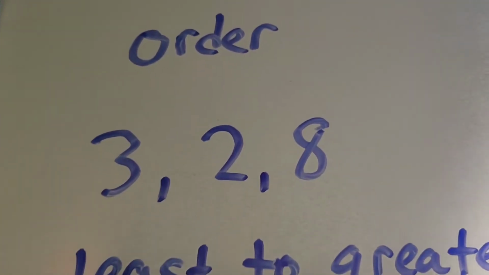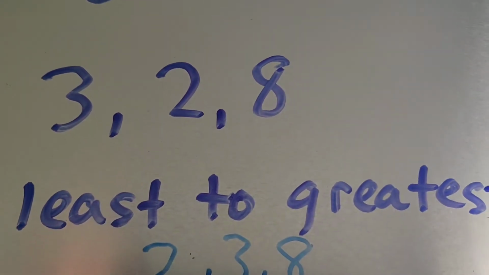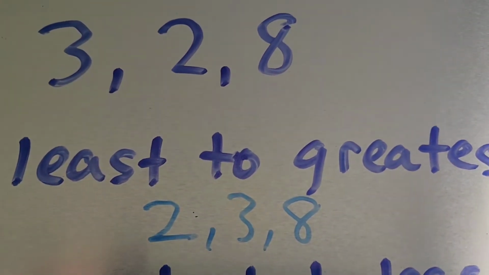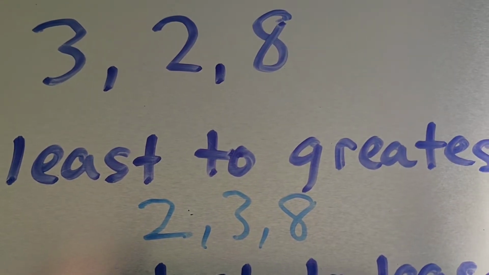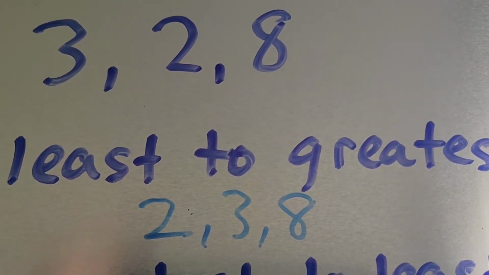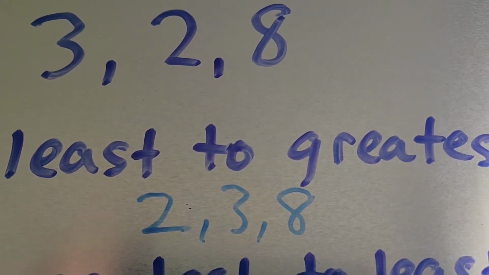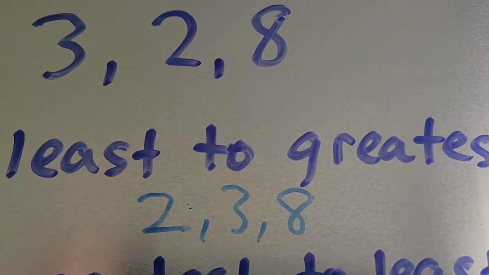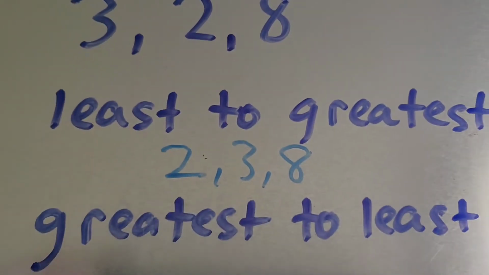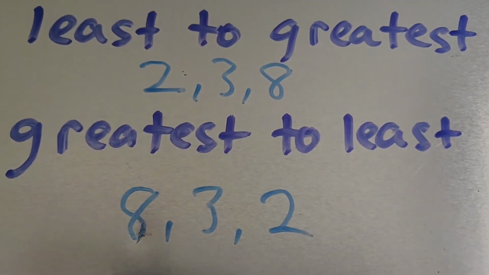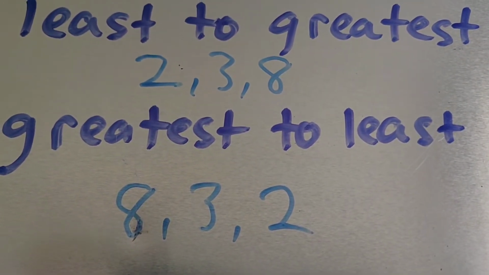If we take 3, 2, and 8 and put them in order from least to greatest, there you have the least number 2, then you have 3, then you have the greatest number 8. Notice that we separate them by commas when we put them in order. So 2, 3, and 8 from least to greatest. And then from greatest to least, we have 8, 3, 2.